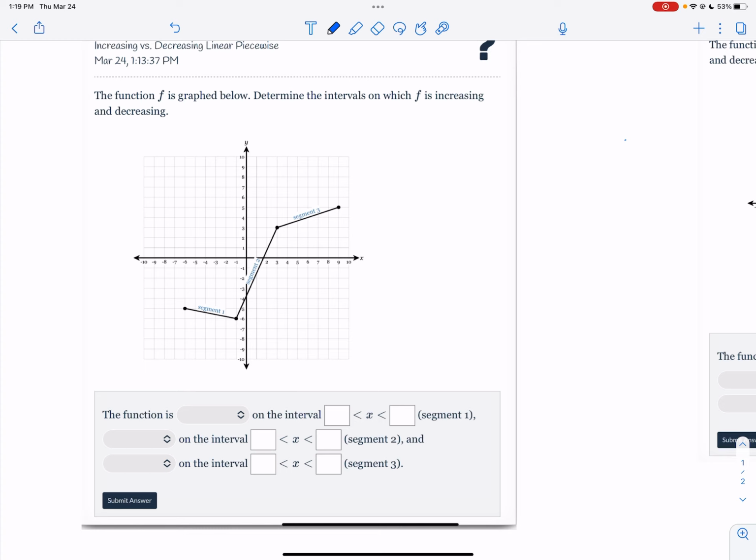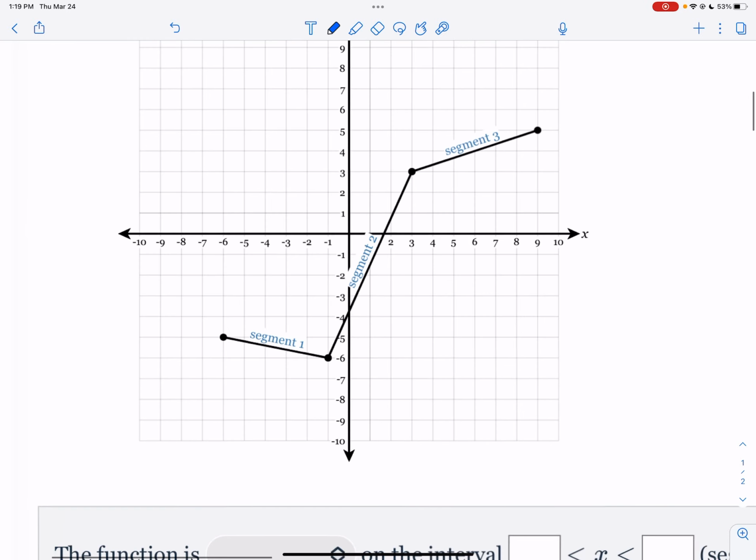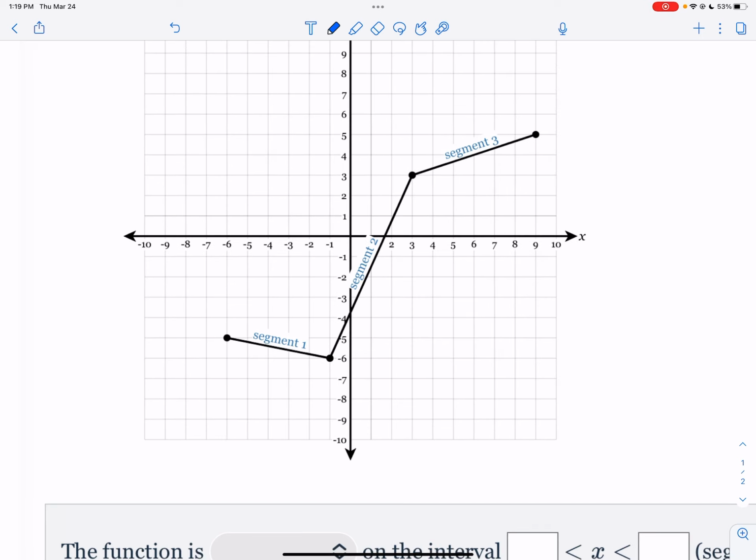So the function f is graphed below. Determine the intervals on which f is increasing or decreasing. Let's just remember something. When we're talking about increasing or decreasing on a graph, what we mean is as we go left to right, what does our y do? As we increase our x, what does our y do? We only really look at these things left to right. And Mrs. Zenos likes to imagine there's a person on it that's walking, and we'll call him Bob. He can only walk left to right.